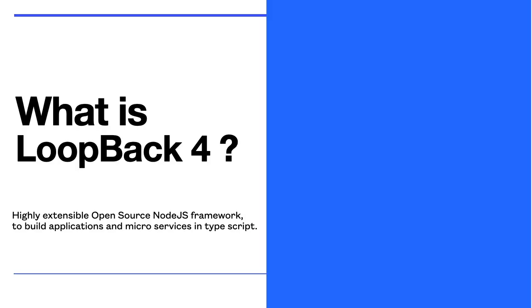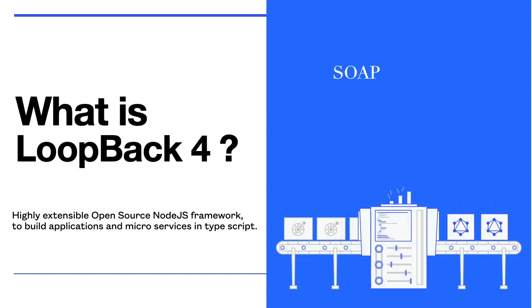What is it? LoopBack 4 by definition is a highly extensible open source Node.js framework that is used to build applications and microservices with TypeScript. You can build anything with LoopBack 4 in terms of servers. For example, you can build a SOAP server, you can build a GraphQL server, you can build an RPC server, and of course you can also build REST servers.